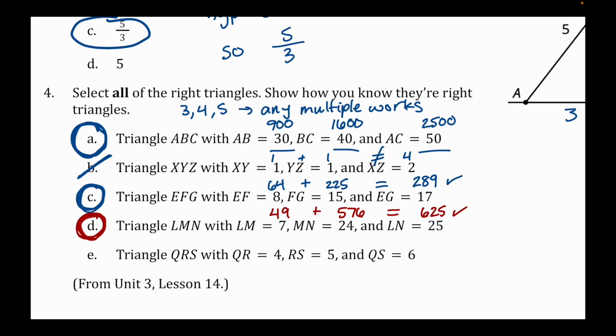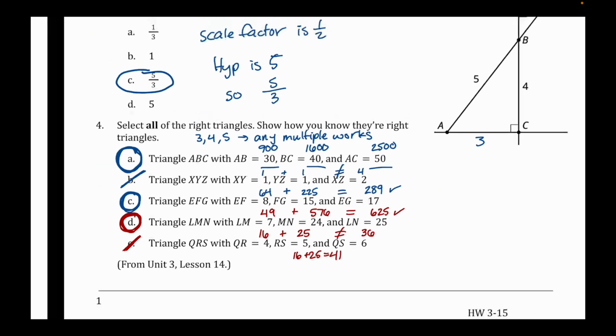Now 4, 5, and 6 here is very close to 3, 4, 5, but a multiple means we would multiply by something, not add 1 to each of them. So let's do this one here, and I'll just show you that it does not work. 4 squared is 16, 5 squared is 25, and 6 squared is 36. 16 plus 25 is not going to give you 36. This is actually going to give you 41. So E is not an answer for us here.